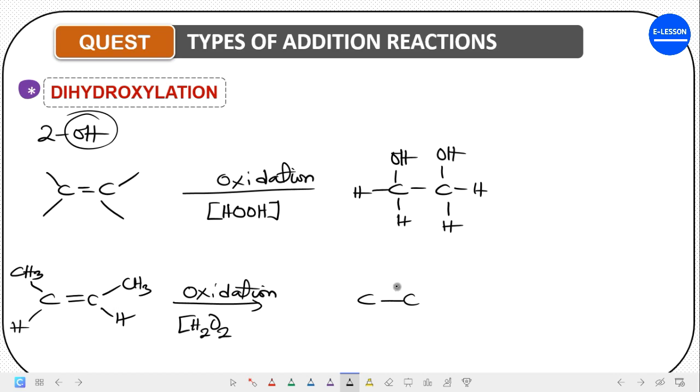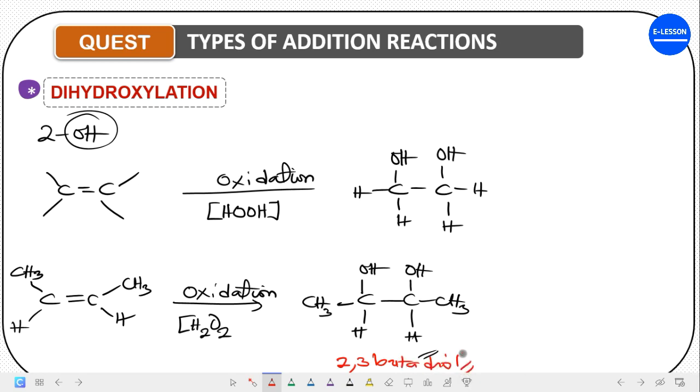Then what are you going to have? You have the OH here attached at the site of the double bond, right? And then you have CH3. Then you have hydrogen. Then you have OH. And then you have CH3. And then you have H. And this will be the product of this reaction. So you call this 1, 2, 3, so you call it 2,3-butanediol. Okay? And that will be the product of the reaction. So that is for dihydroxylation.